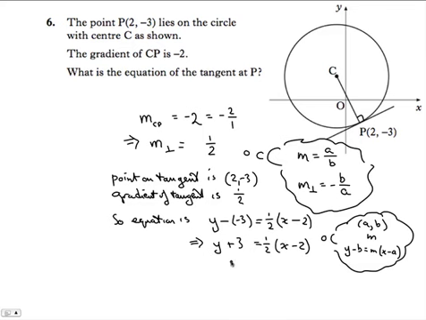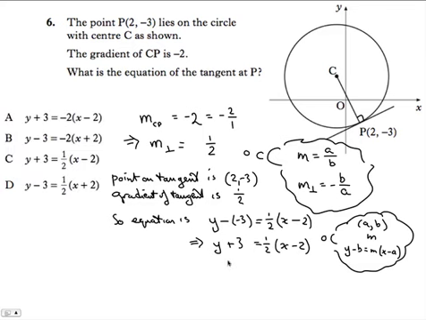Now if we look at the choices that we've got for this question, there they are, and you can see that choice C is the correct choice. This corresponds to this. So choice C.